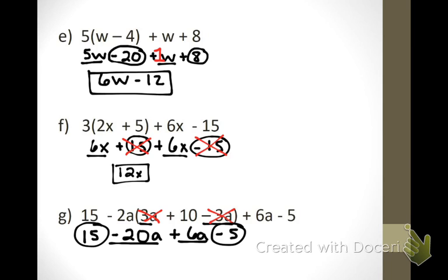So, do the variable term first. What is negative 20a plus 6a? Negative 14a. What is 15 minus 5? Plus 10. Okay, so your answer is negative 14a plus 10.